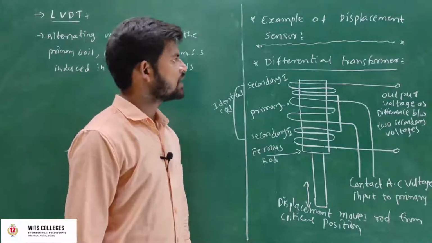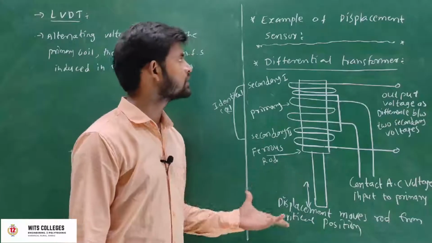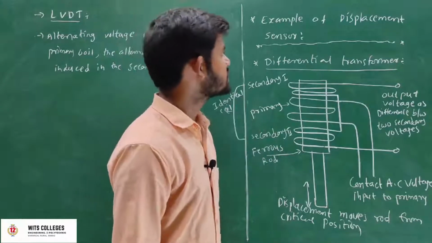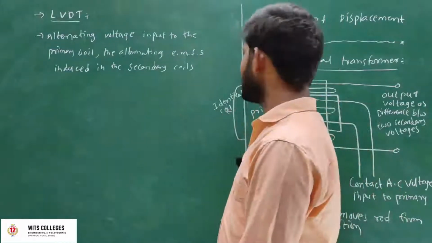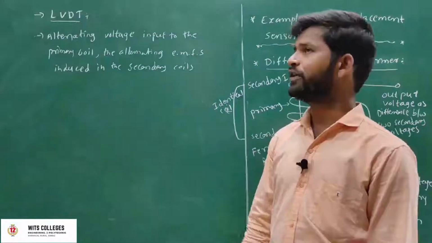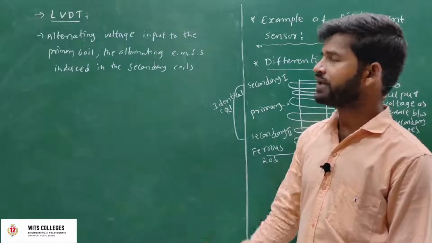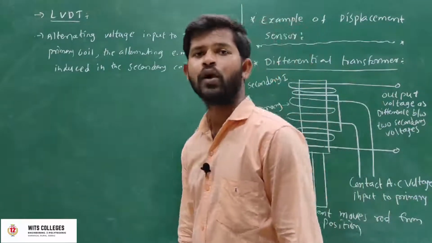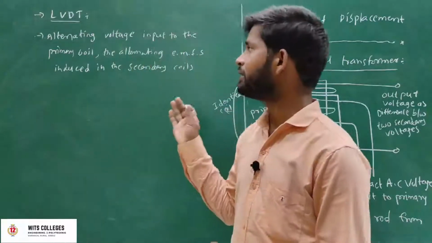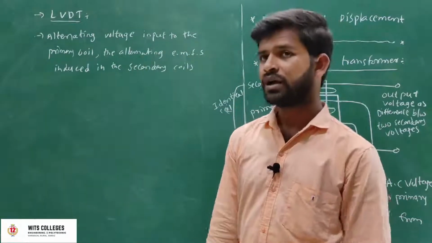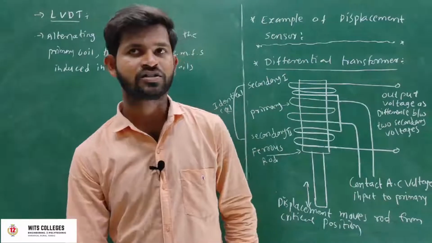The next one is the differential transformer. That is the next example of a displacement sensor. The differential transformer's main example is the LVDT. LVDT means linear variable differential transformer.